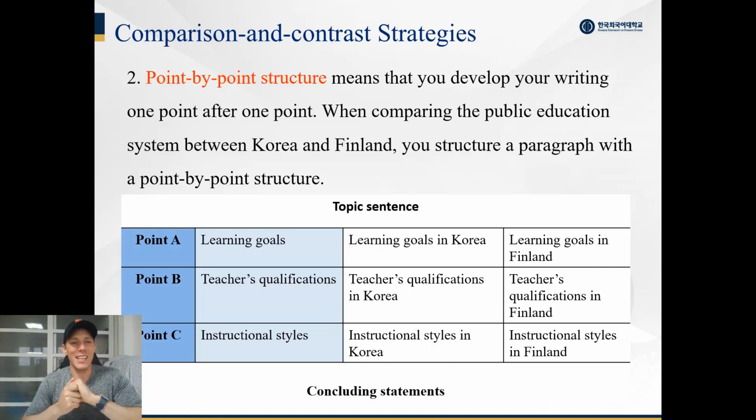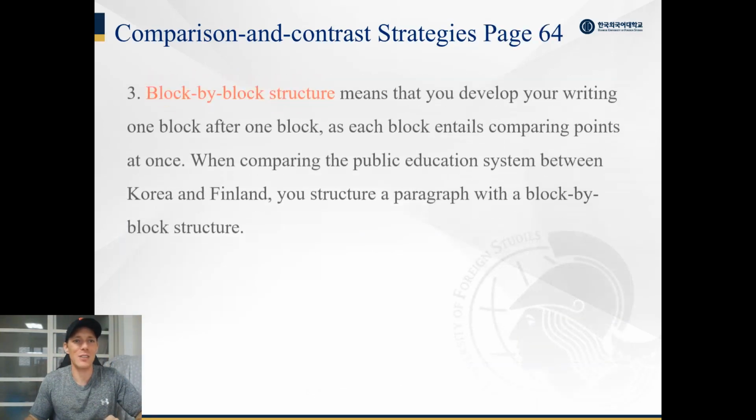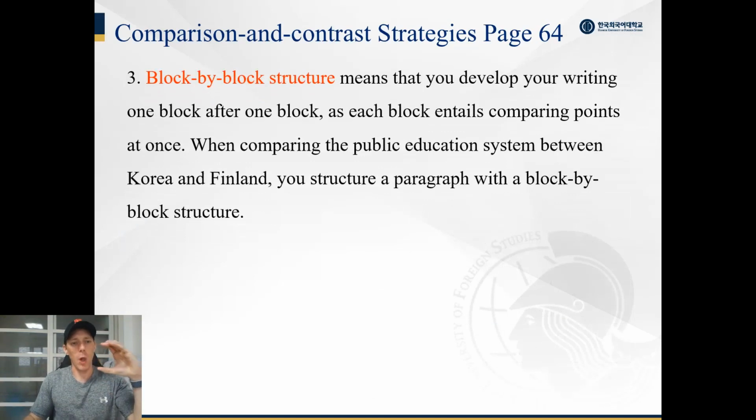So, as you can see, it's like a sandwich. Topic sentence, point A, point B, point C, squeezed in, and then at the bottom you have your concluding statements. It's like a big hamburger, right? Now there's one more kind, and if you turn over the page, it actually tells you the other kind, and it's called block by block. And this means you put your writing one block after another block. All of the detail is contained in that paragraph, like in that section.